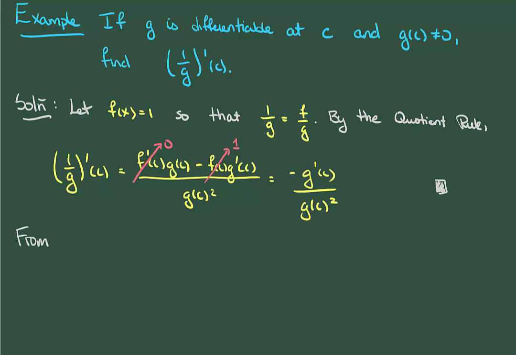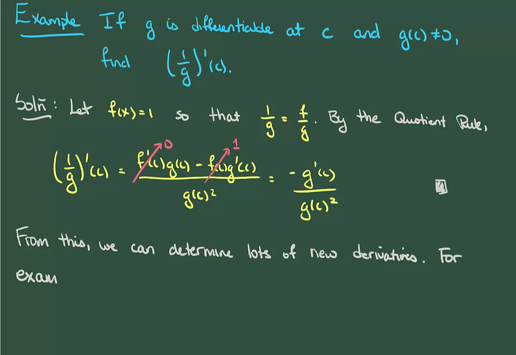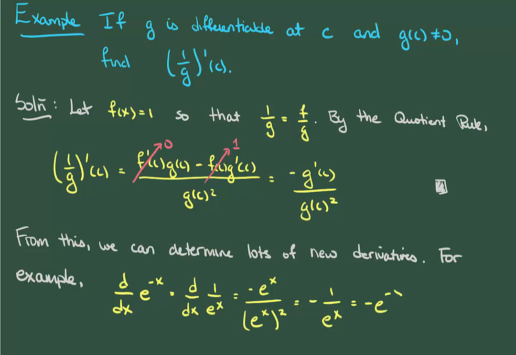Even though this follows directly from the quotient rule, the above formula opens up a lot of derivatives for us. For example, if we differentiate e to the negative x by writing it as 1 over e to the x, then since the derivative of e to the x is itself, we get this. And canceling an e to the x term and rewriting this in terms of e to the negative x gives us our answer. Looking at the beginning and end of this equation, the derivative of e to the negative x is not quite e to the negative x, but rather picks up this extra negative sign.